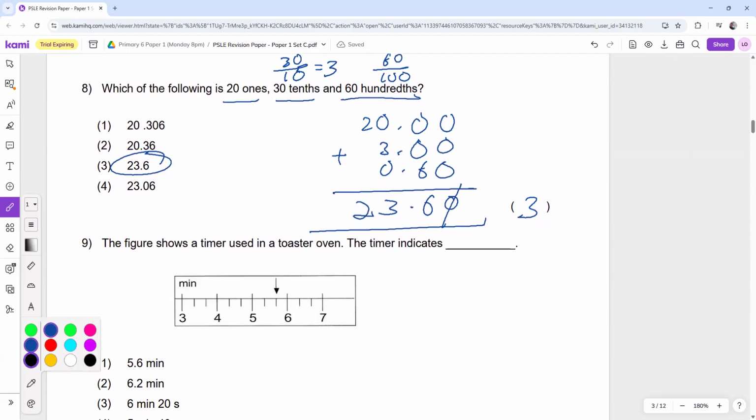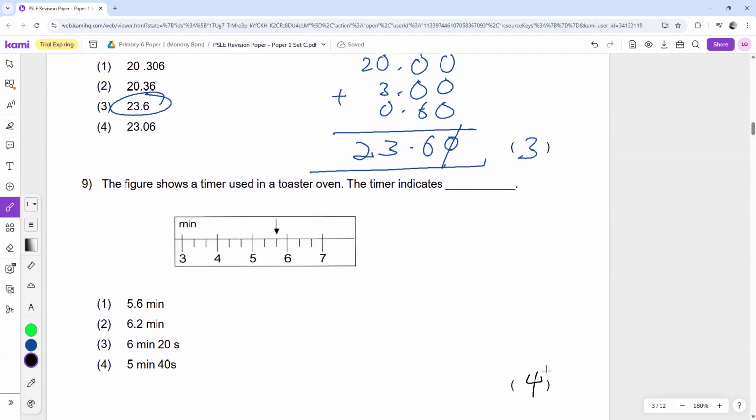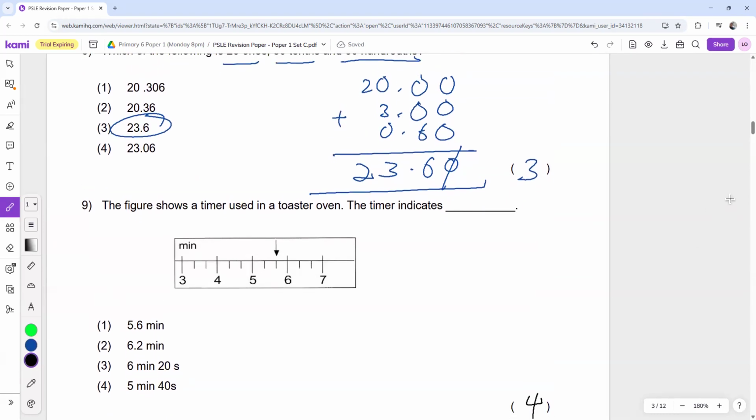Okay, question 9. Every time you see a number line, the answer is number 4. So every time you see a number line, whether it's fraction or bar graph, line graph, you need to count the units. How many units? 1, 2, 3. 3 units is how big? 3 units is 1 minute. 1 minute is how many seconds? 60 seconds. So 1 unit will be 60 divided by 3, 20 seconds.